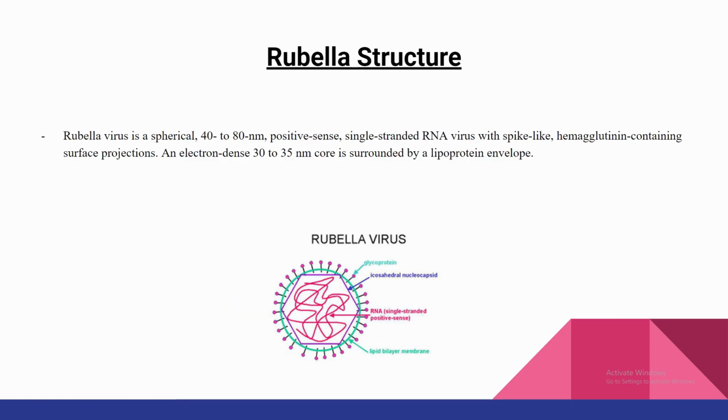The rubella virus is spherical, grows up to 40 to 80 nanometers long, and is a positive sense single-stranded RNA virus with spike-like proteins, the hemagglutinin containing surface projections, and it has an electron-dense 30 to 35 nanometer core, which is surrounded by a lipoprotein envelope. And down here is just a drawing of the rubella virus and its layers.